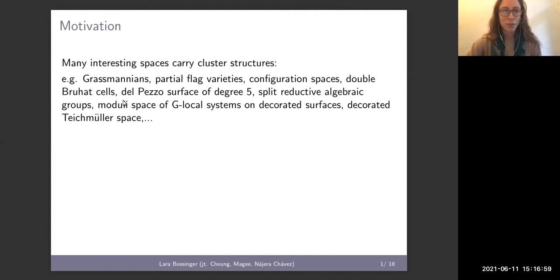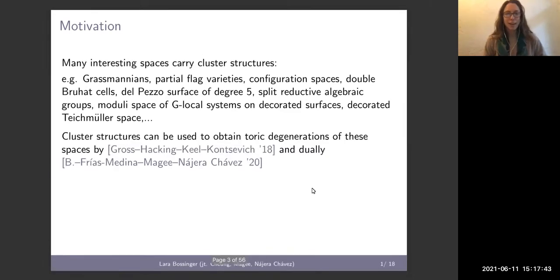Even if you're not familiar with them, although I see many people in the audience that for sure know about them already, they're interesting because they appear inside many varieties that you would probably care about. My favorite examples are Grassmannians and partial flag varieties, but there are more from representation theory, like configuration spaces, double Bruhat cells, but also the del Pezzo surface of degree 5 can be obtained from a cluster variety, algebraic groups, moduli spaces of G-local systems, and this list is probably much longer, just that those are the examples that I'm aware of.